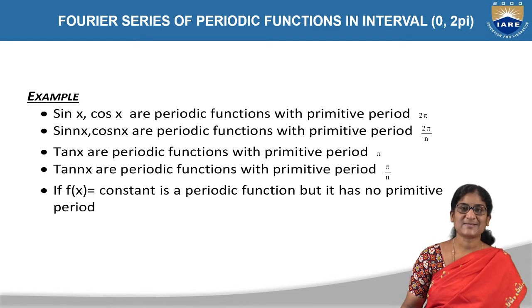Now, for example, sin x and cos x are periodic functions with period 2 pi. Sin nx and cos nx are periodic functions with period 2 pi by n. Similarly, tan x is a periodic function with primitive period pi. Tan nx is a periodic function with primitive period pi by n. If f of x is a constant, it is a periodic function, but it has no primitive period.